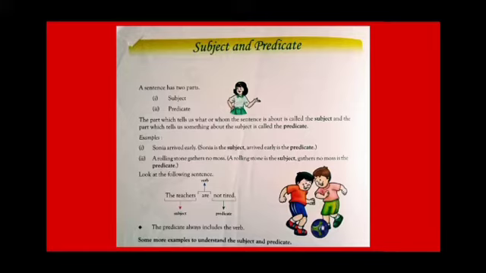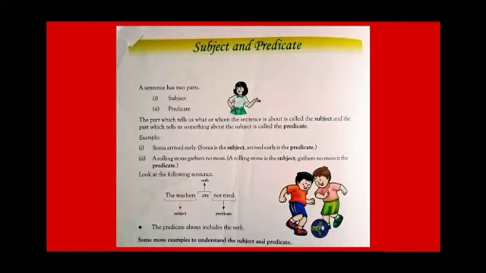Sonia arrived early. So this sentence is about whom? About Sonia. Who arrived early? Sonia arrived early. So here Sonia is the subject. And which part of the sentence tells us about Sonia? Arrived early tells us about Sonia. So Sonia is the subject and arrived early is the predicate.